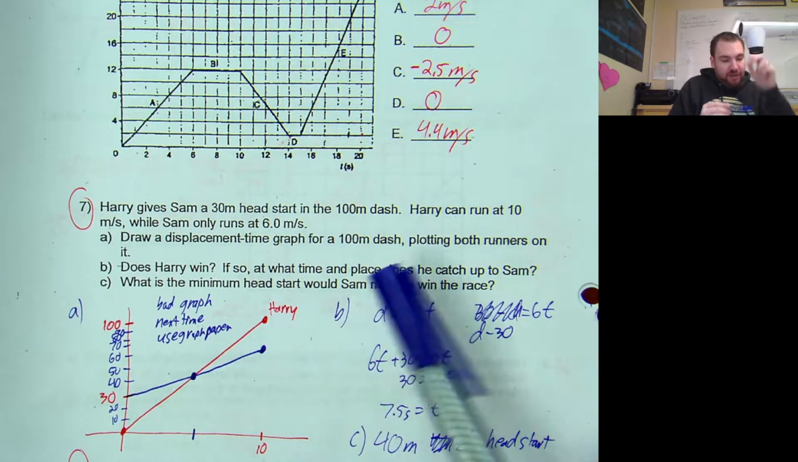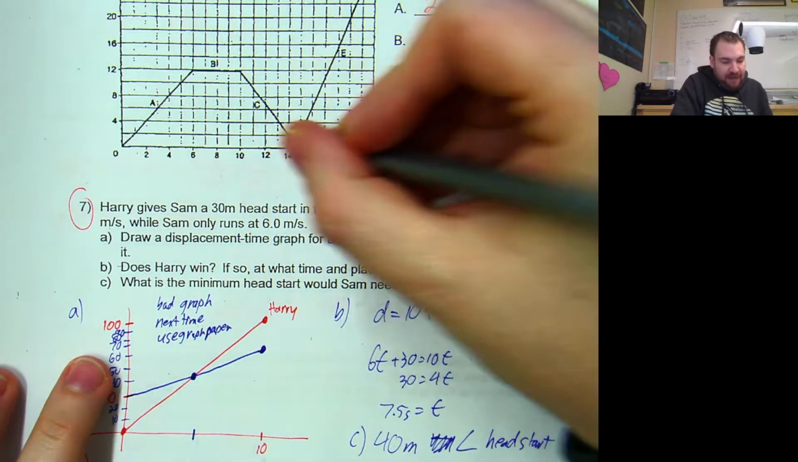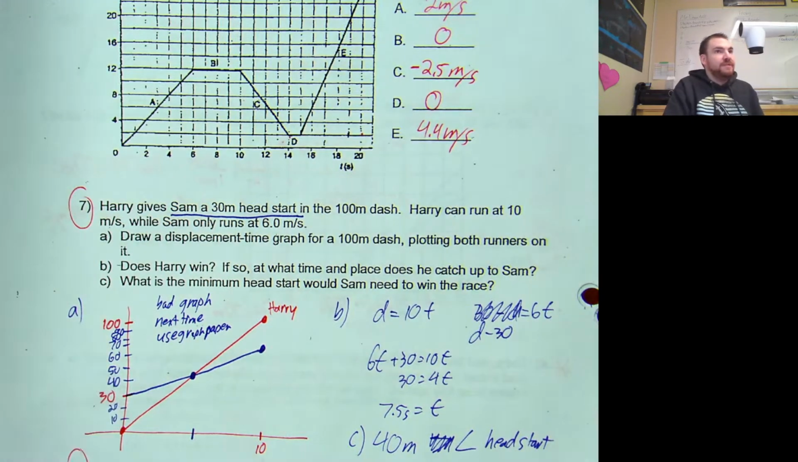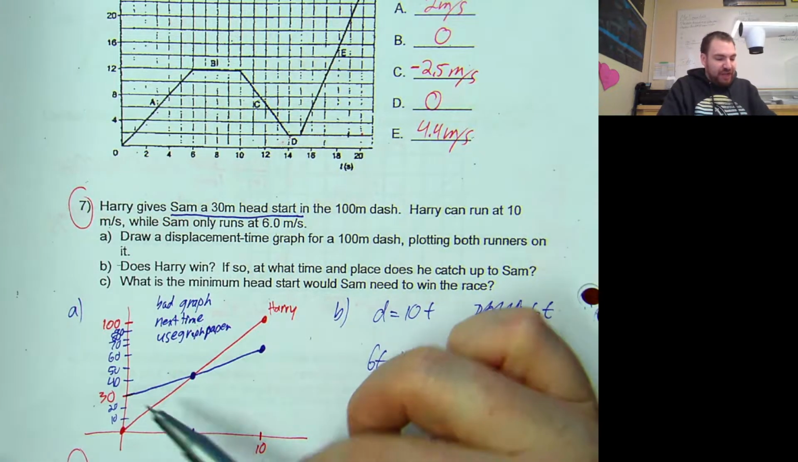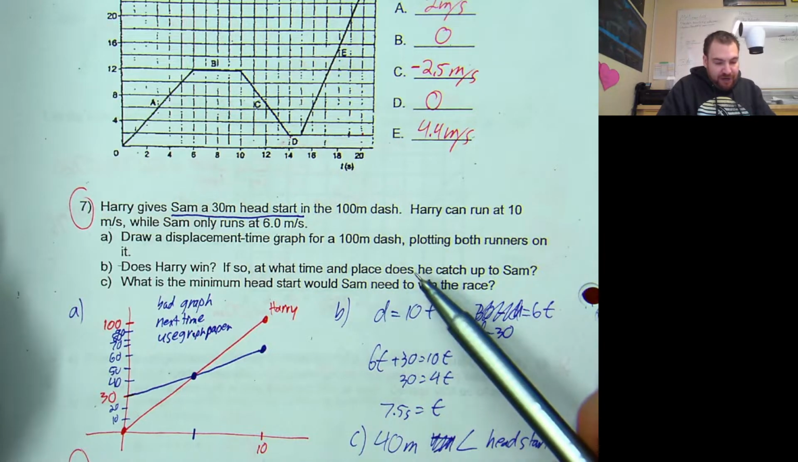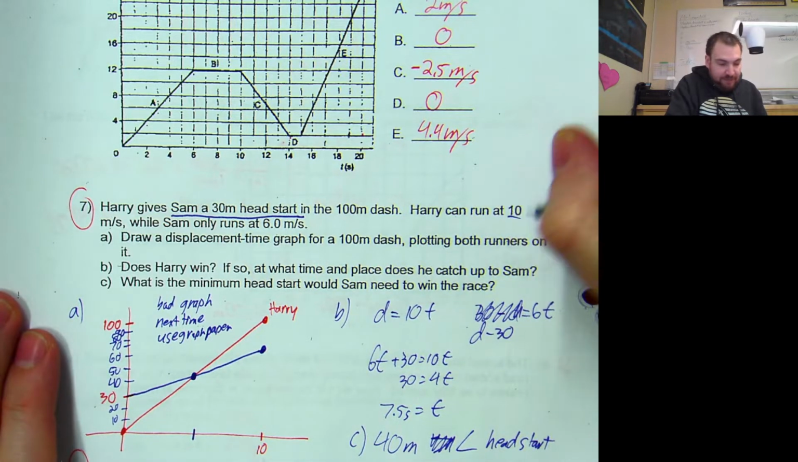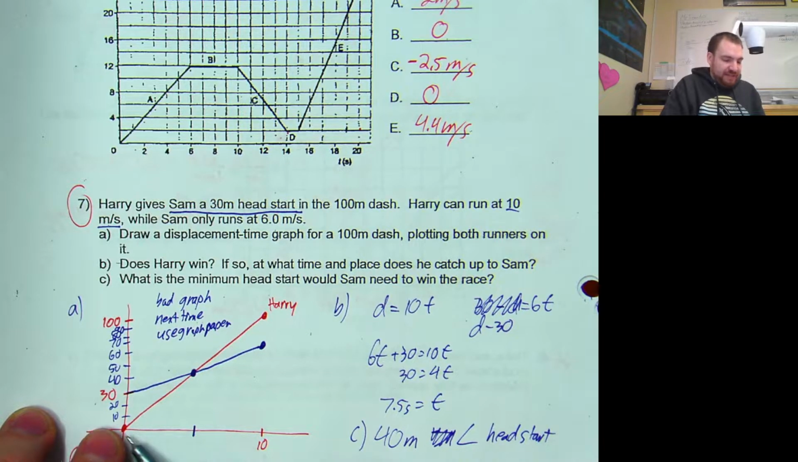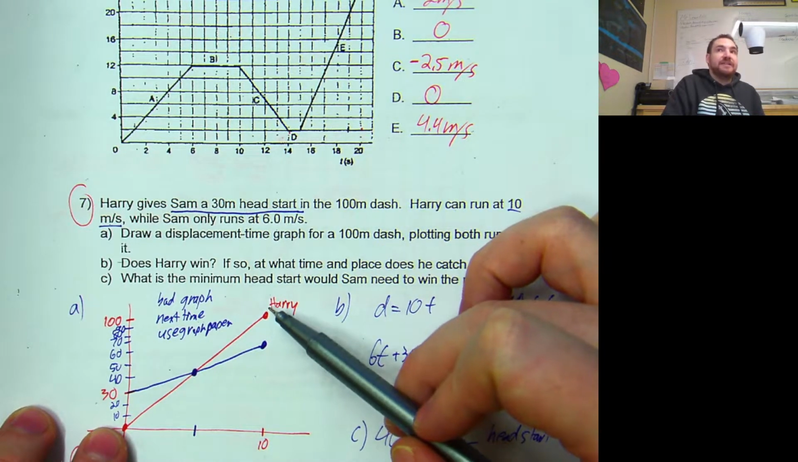You've got the key piece here being Sam getting a head start, which means his position starts at the 30, not at the 0. And then you've got speeds here. Harry's going at 10 meters per second, having started at 0, so that's a rise over a run. That's telling you in 1 second he went 10 meters, and so in 10 seconds he went 100 meters. That's the slope there.